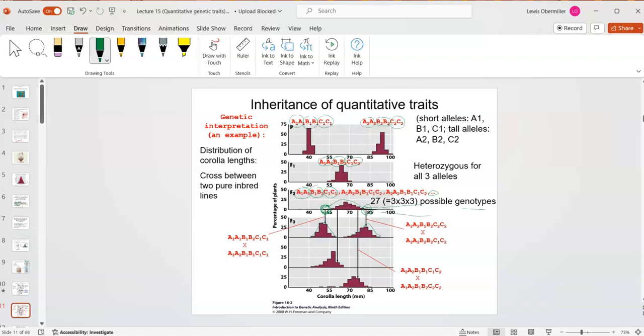So let's say we're doing chicken size. In this case, we know that if we pick big chickens and breed them together, we're going to get offspring that are big chickens. And if we have small chickens and breed them together, we're going to have offspring that are small chickens. And if we take some from here, they're going to be in this range. And if we take some from here, they're going to be in this range.